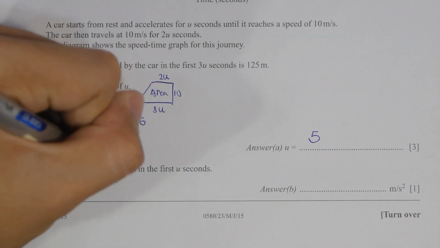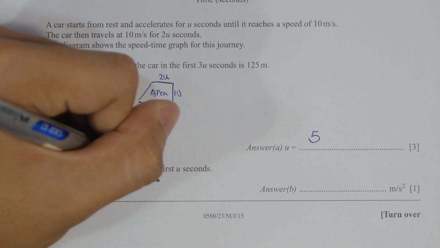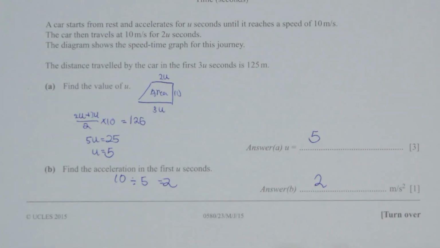Find the acceleration in the first 4u seconds. So 10 divided by 5 equals 2.